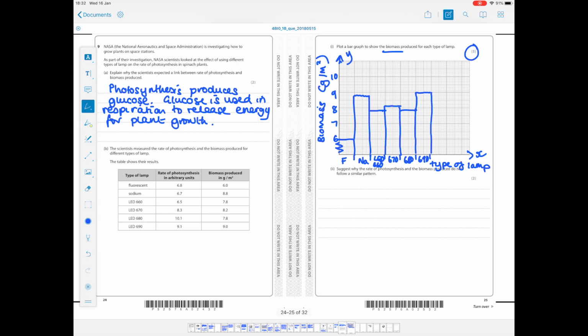Suggest why the rate of photosynthesis and the biomass produced do not follow a similar pattern. And that's because not all the carbohydrate or the glucose made is used for growth or to produce biomass. So you need to try and think about other places where that glucose could be used. Well, it could be used in respiration, which I've already mentioned. And remember, the plant has to carry out active transport. So when it absorbs mineral ions into its root hair cells in its roots, it uses active transport to do that. So a lot of that energy, a lot of that glucose used won't necessarily just be used to help the plant grow.